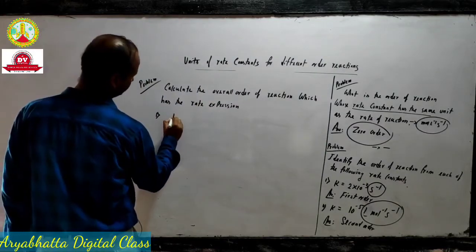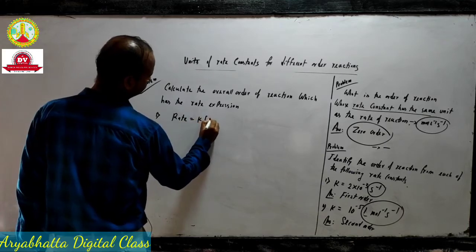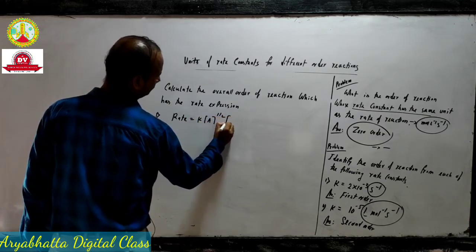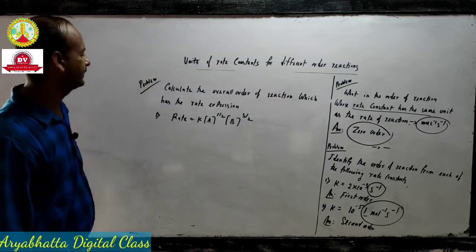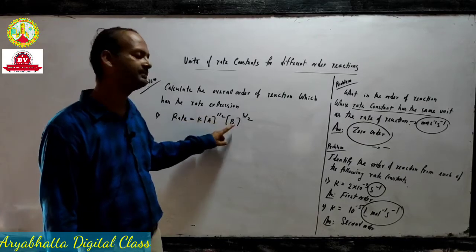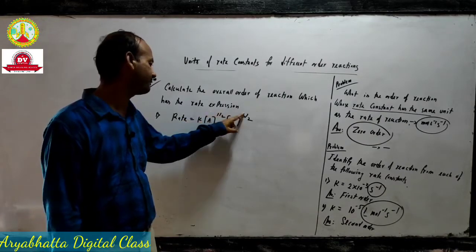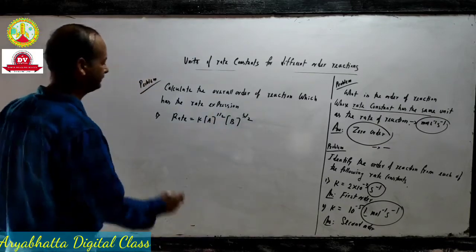Now देखो, suppose this is this one, 1/2 and this is 3/2. For this reaction how can you calculate the order of reaction? इस reaction का order कितना होगा? This is the concentration term, this is the concentration term. Thus add the powers of these two concentration terms. ये दोनों concentration का power add कर लो, तुमको order ही मिल जाएगा.